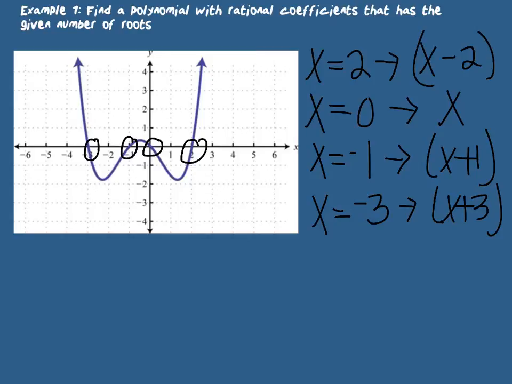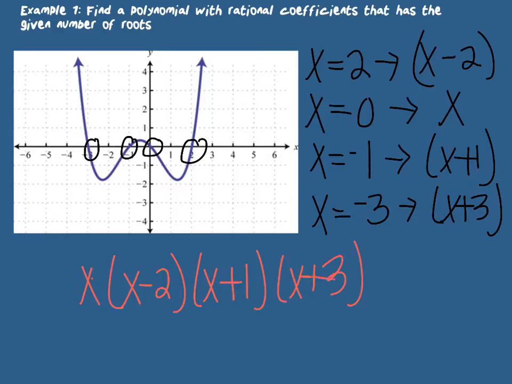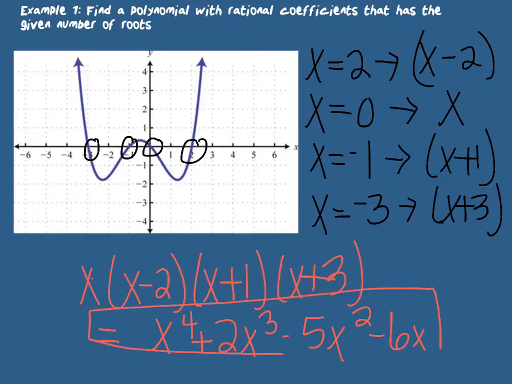So what we do is we take that information and we will end up multiplying it all out. So just setting it up with all our factors. Multiply all of this out, and when we do, we're going to get a final result as x to the 4th plus 2x to the 3rd minus 5x squared minus 6x. Okay, so again, all you have to do is identify your factors, your zeros, write them as factors, and then multiply them all out, and then you have your final answer.